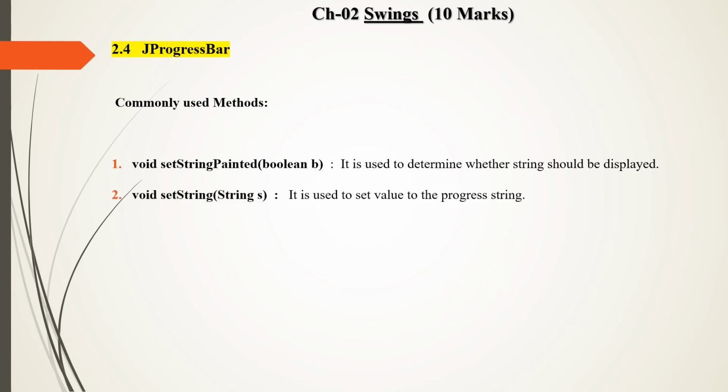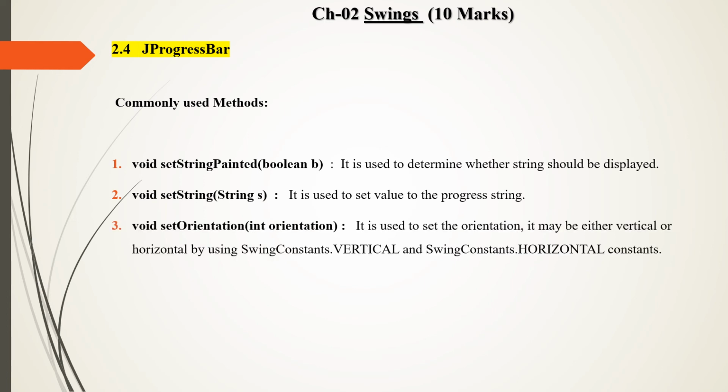Second method, void setString, which has one parameter, a String, and this method also does not return any value. So the return type of this method is void. It is used to set a value to the progress string. So we can display any string in the progress bar by using this method.